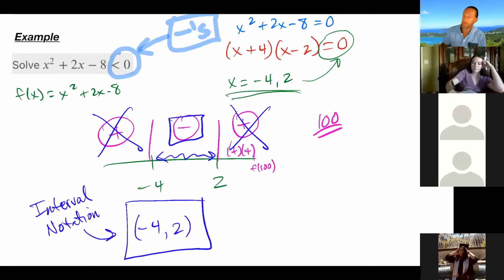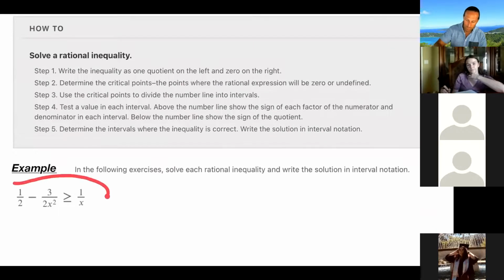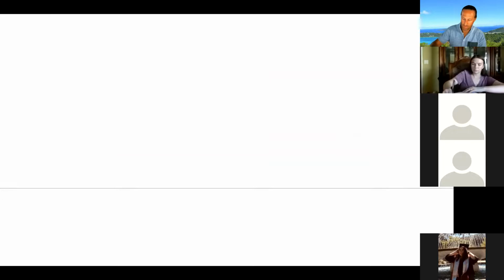And what I want you to be very careful about when you're doing this group quiz and the exam next week, pay attention to those parentheses and those brackets. They matter. Okay? So there's our example of a polynomial. Let's do one for rational. And then that's it. That's all I got.